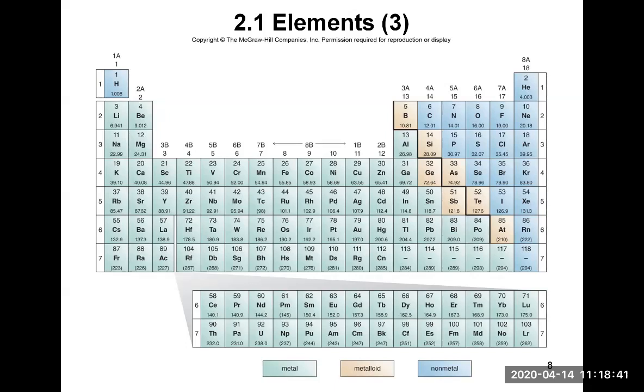Be careful here, aluminum and polonium are touching that staircase line, but they are not metalloids. Aluminum and polonium are metals. The symbols are Al and Po. Even though they touch the zigzag line, they are not metalloids.